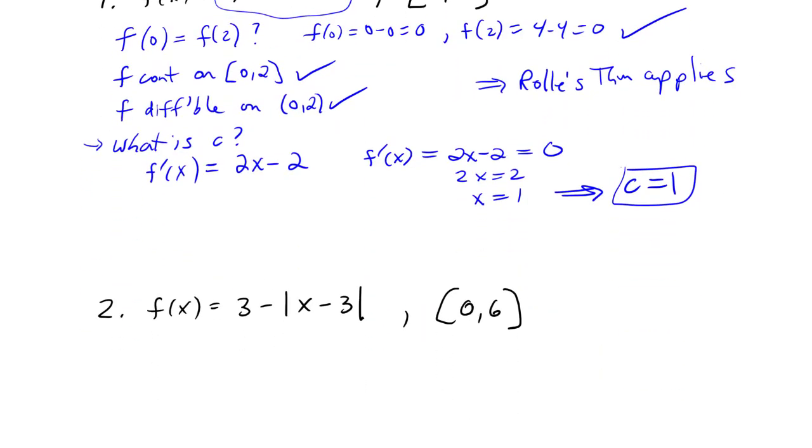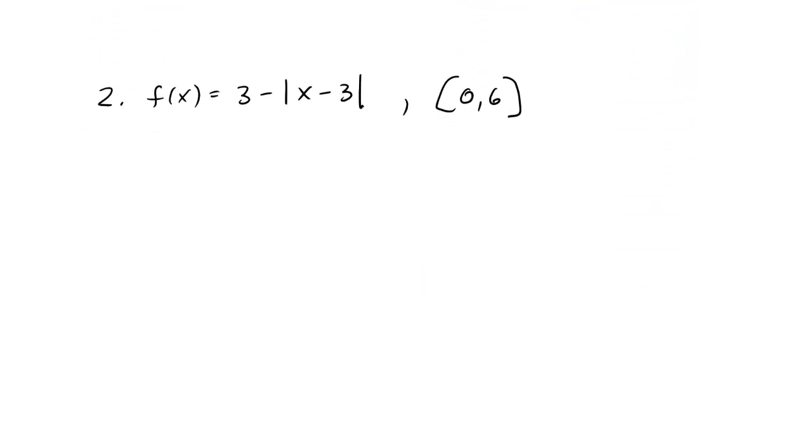All right, on to the next. f of x equals 3 minus the absolute value of x minus 3 on [0, 6]. All right, so is f of 0 equal to f of 6? f of 0 would be 3 minus 3, 0. f of 6 would be 3 minus 3, so 0. So we do get that.